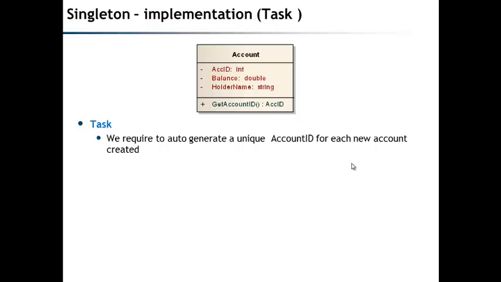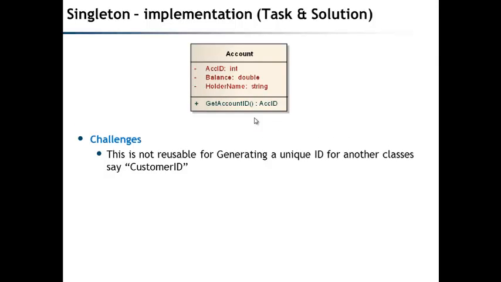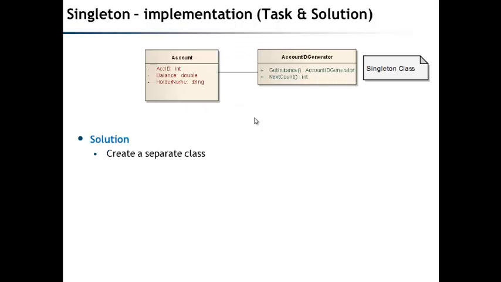Let's take up a task in terms of the demo that we will do with C# and try and implement the singleton pattern. I have an account class here with account ID, balance, and holder name, and I have a single function that will return unique account IDs to me. Now, if you look at the implementation here, the get account ID function is tightly bound to the account class, so there's no reusability. If I want the same block of code to give me unique customer IDs, I wouldn't be able to use it because of the tight coupling of this block of code with the account class.